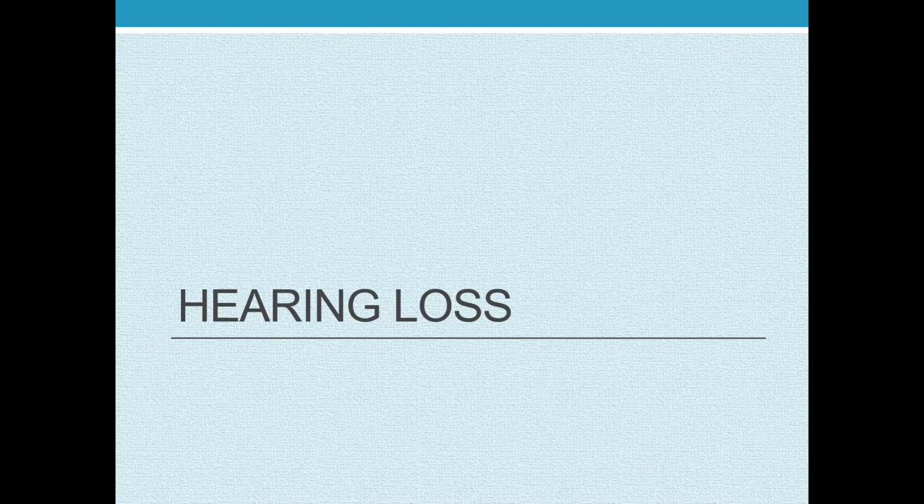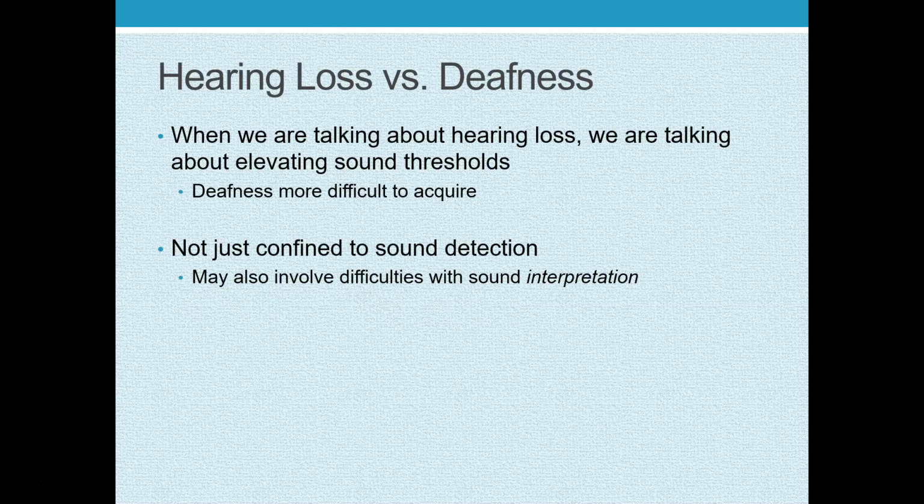So now let's finish up by talking a little bit about hearing loss. I want to talk about the difference between hearing loss versus deafness. When we're talking about hearing loss, we're talking about the threshold for being able to detect a sound being changed. In particular, we're elevating the threshold for sound detection. That basically means that it gets harder and harder for us to hear a sound. So when we elevate a threshold, it means it's going to be harder to detect. Generally, deafness is going to be more difficult to acquire. Hearing loss, on the other hand, can occur through a variety of ways.